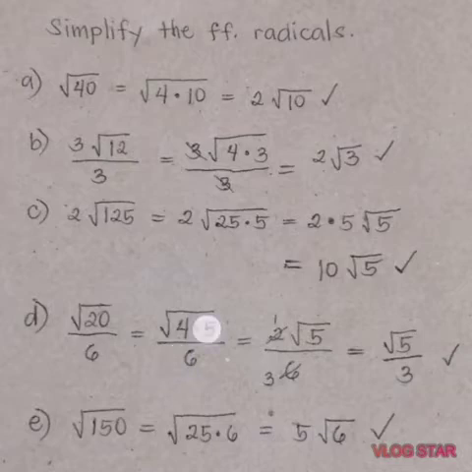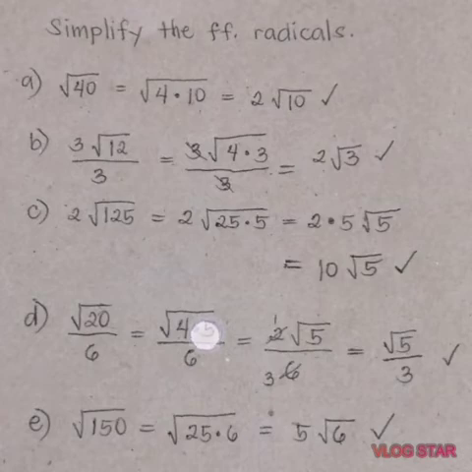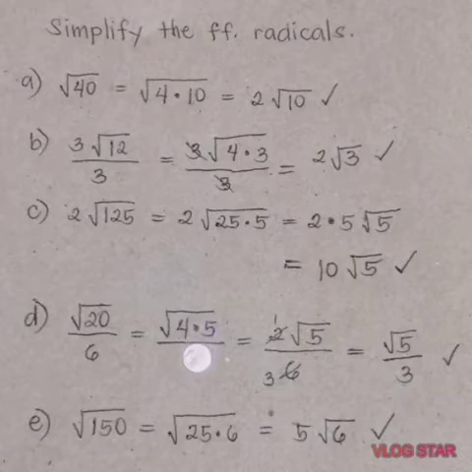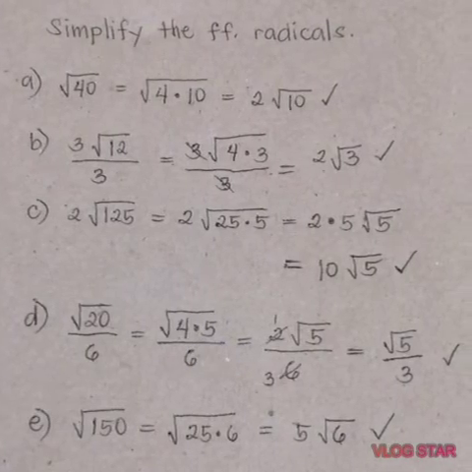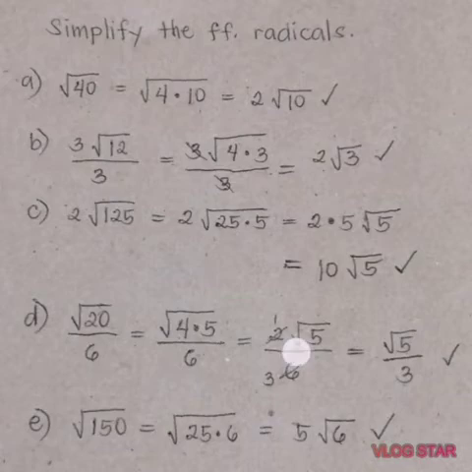Okay, next, square root of 20 over 6 equals, what are the factors of 20, of which one is a perfect square? So let's say you think 10 and 2. 10 is not a perfect square, 2 is also not a perfect square. That's why we will be using 4 and 5. So 4 times 5 is 20. 4 is a perfect square, so the square root of 4 is 2. What is left inside is square root of 5.